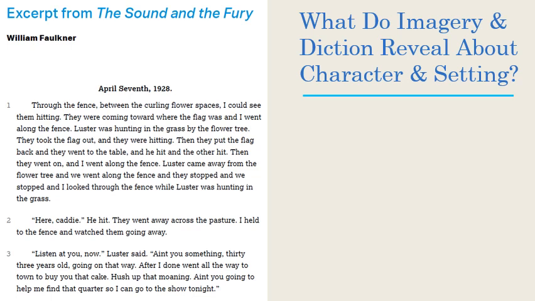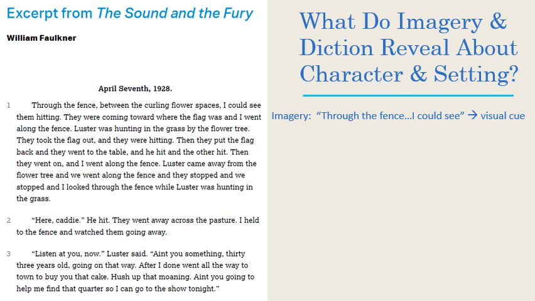All right. So again, William Faulkner can be a little bit difficult, and some of you may be struggling here to know exactly what's going on, and that's kind of the point. So let's just look at a couple of examples from this reading. Let's first look at a piece of imagery from the reading.